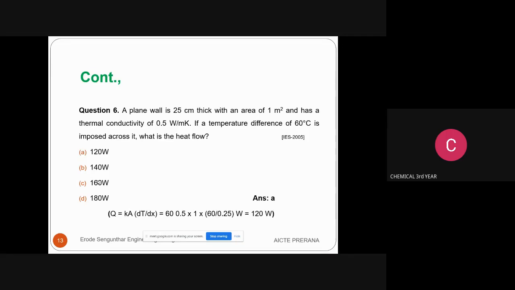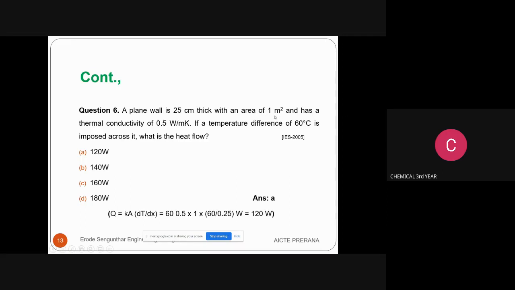If a temperature difference of 60 degrees Celsius is imposed across it, what is the heat flow? A plain wall they have mentioned here, 25 centimeter thick. So dx is 25 centimeter. We have to change that one to meter, so 0.25 meter we will have. With an area of 1 meter square, the unit is meter, so we can keep it as it is.